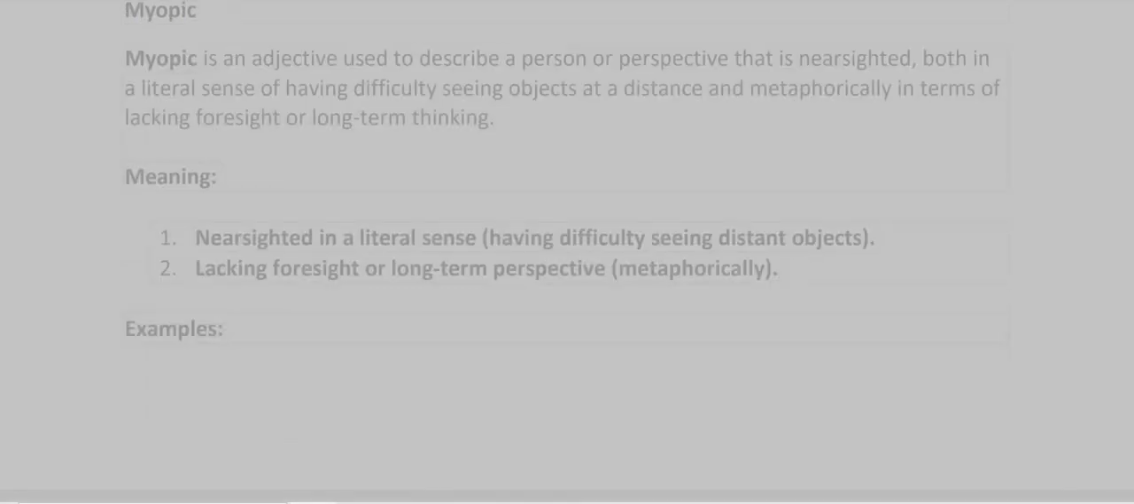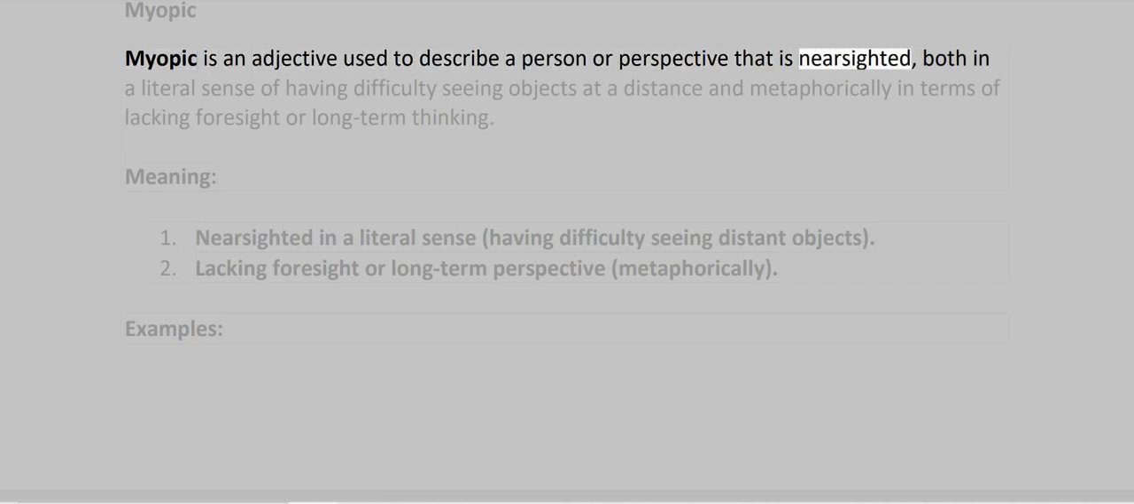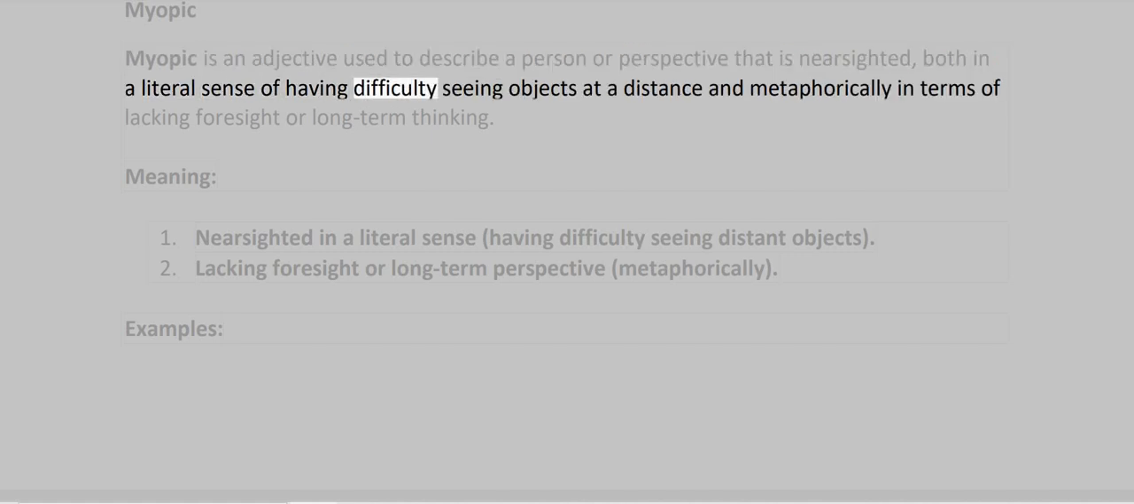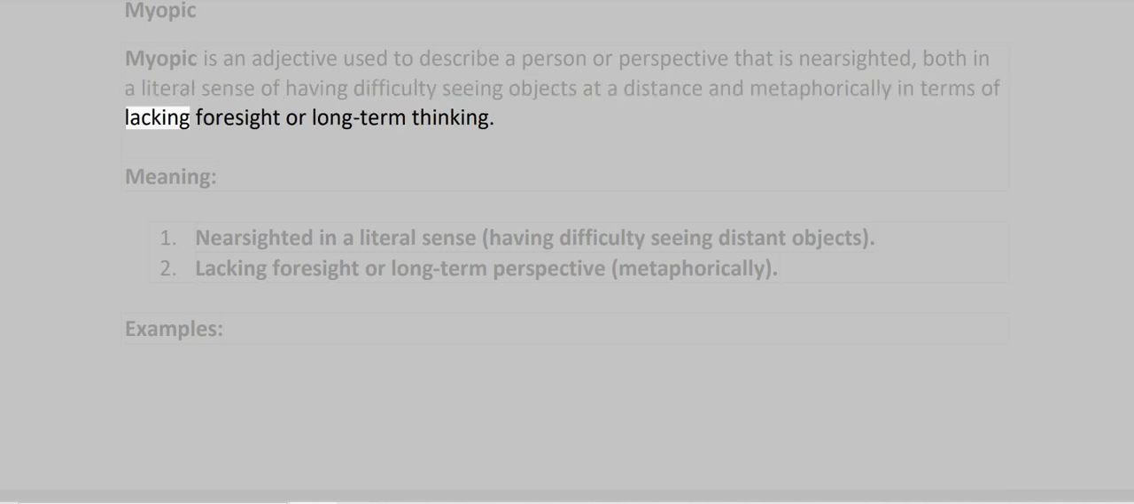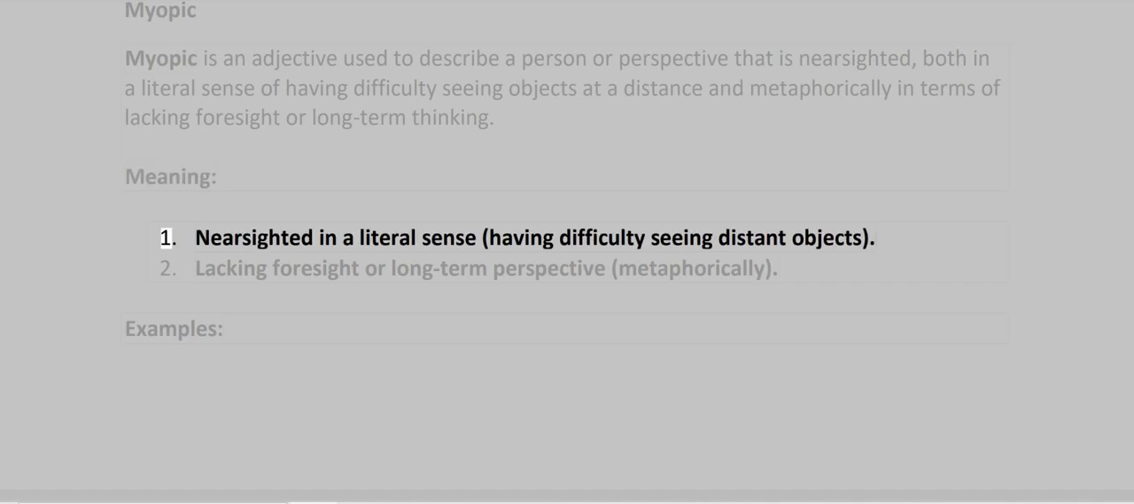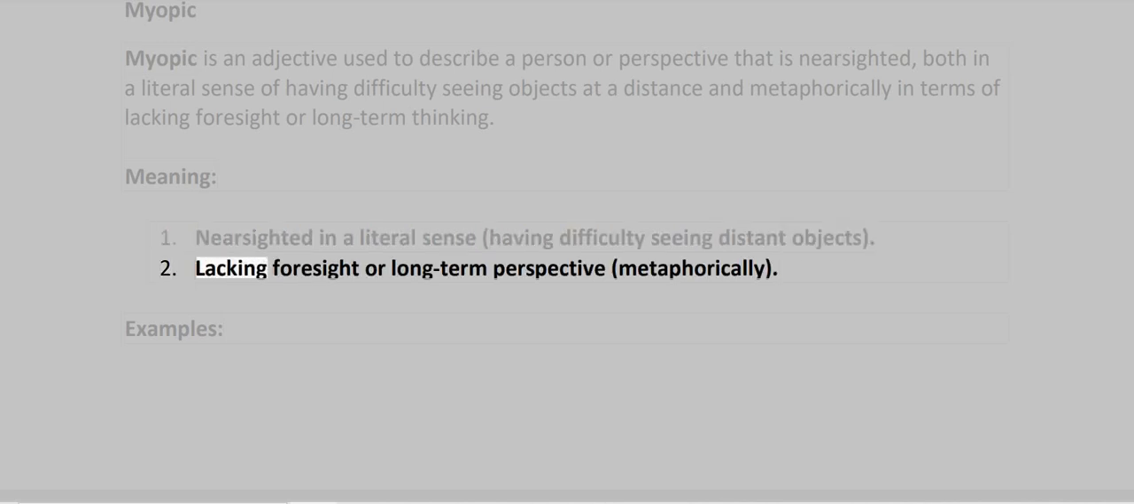Myopic. Myopic is an adjective used to describe a person or perspective that is nearsighted, both in a literal sense of having difficulty seeing objects at a distance and metaphorically in terms of lacking foresight or long-term thinking. Meaning: 1. Nearsighted in a literal sense, having difficulty seeing distant objects. 2. Lacking foresight or long-term perspective, metaphorically.